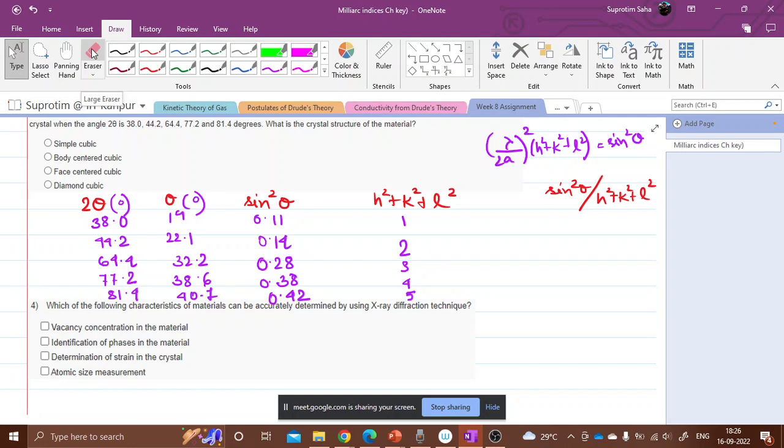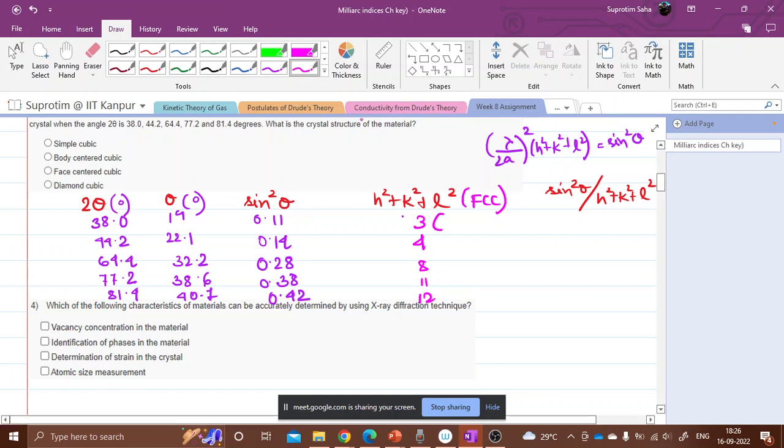As you can understand, because for FCC, what you have to keep track of is that h, k, l are either all even or all odd, that is, pairwise both are even or both are odd. So by that token, let's say for FCC, we have this is 3, this is 4, this is 8, this is 11, this is 12. So 3 is 1 squared plus 1 squared plus 1 squared. 4 is 2 squared plus 0 squared plus 0 squared.